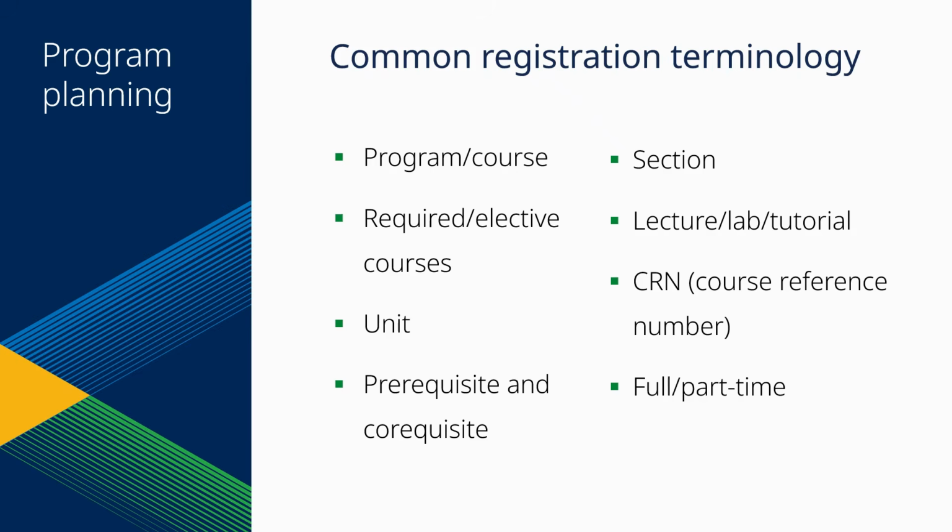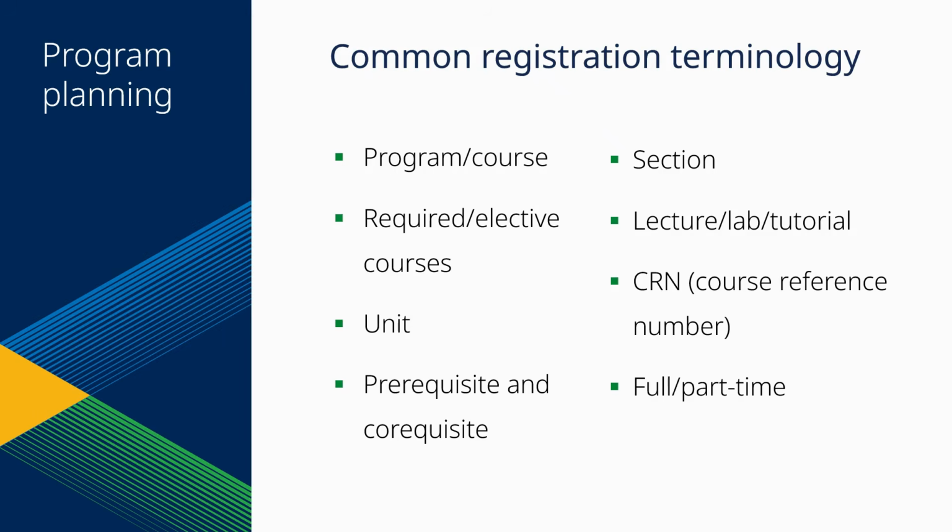A section is a specific time, location slot for a course. One course may have multiple sections. For example, for Biology 184, there won't just be one Biology 184 offering. There will be multiple sections of that course offered on different days and different times of the day.